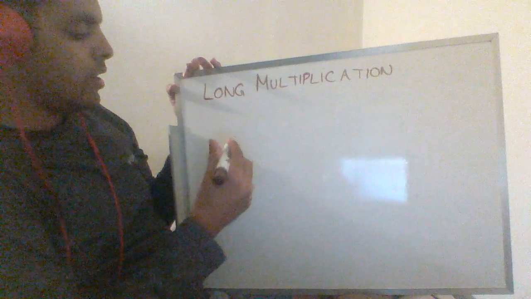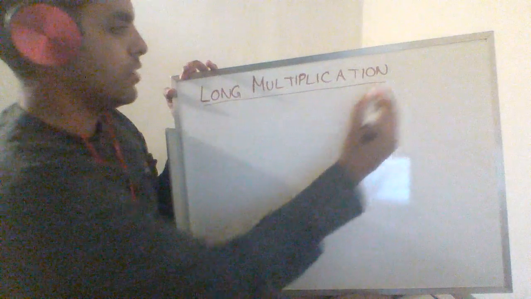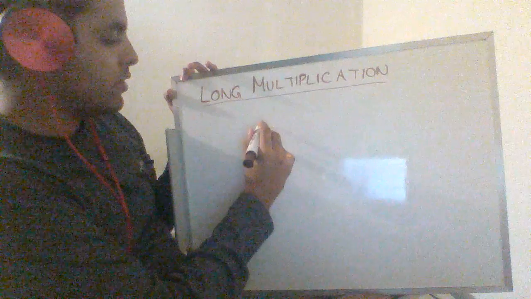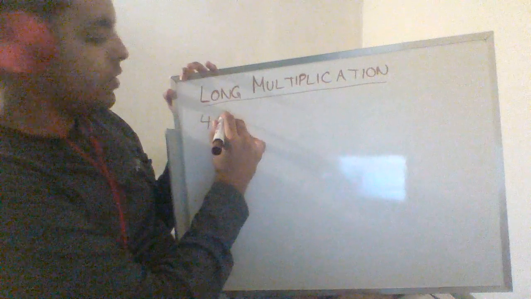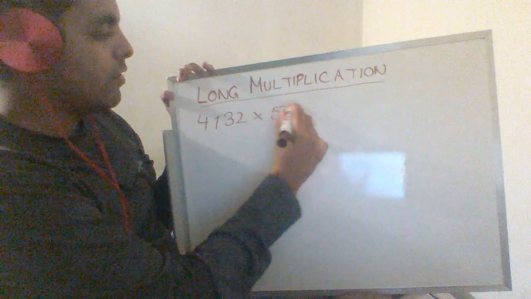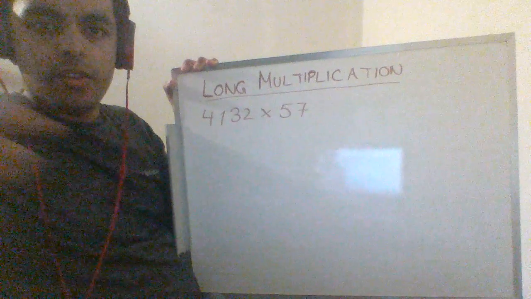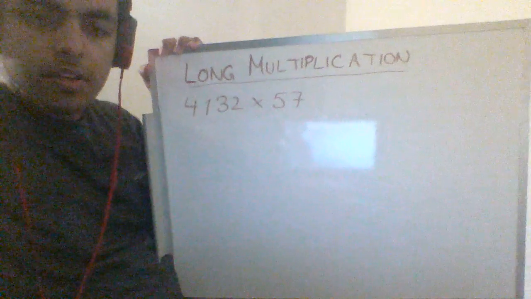So let's do an example. I've got my notes with me just to make sure that my answer matches the correct answer. So let's start off with something like 4,132 multiplied by 57. Hopefully you guys are able to see that already. Let's see if I can get this a little bit closer just so you can see that a little bit better. Alright, something like that.